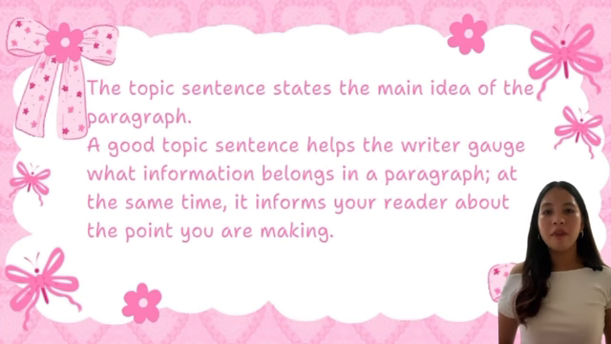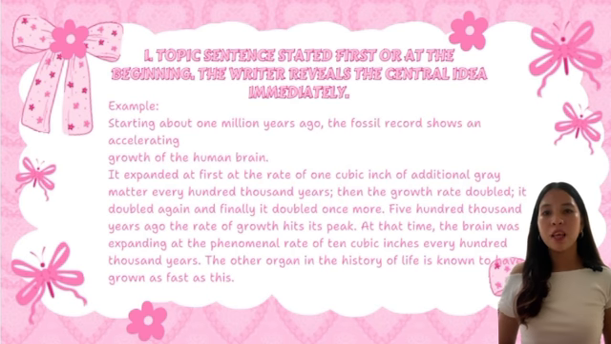So there are 5 different types of topic sentences. First, topic sentence stated first or at the beginning. The writer reveals the central idea immediately. For example, starting about 1 million years ago, the fossil record shows an accelerating growth of the human brain. It expanded at first at the rate of 1 cubic inch of additional gray matter every 100,000 years.